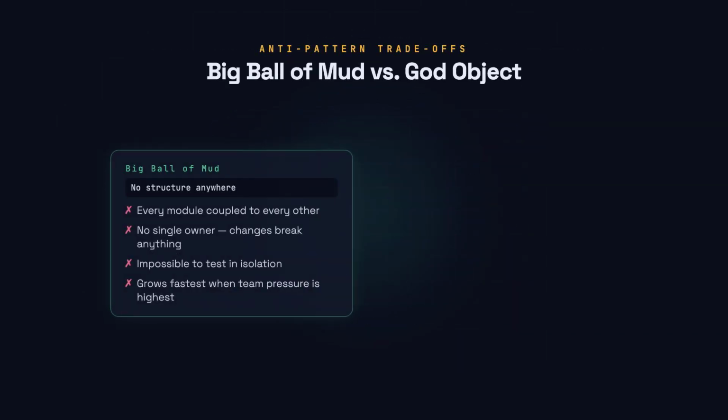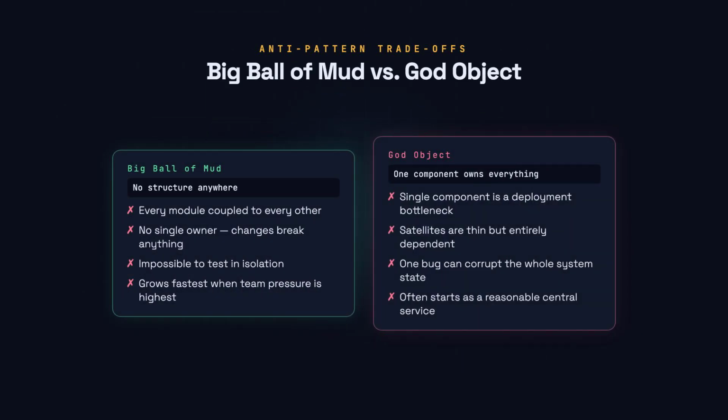These two anti-patterns create different kinds of pain. A big ball of mud has no structure at all, coupling is everywhere, and ownership is nowhere, so no change is safe, and no module can be tested alone. A God object looks more structured, but all roads lead to one component that does too much. It becomes a deployment bottleneck, a testing nightmare, and a single point of failure. Neither is acceptable in a system that needs to evolve.